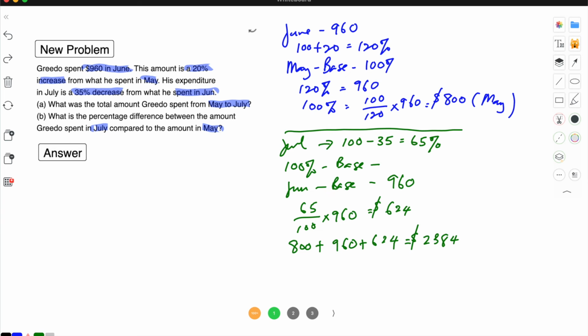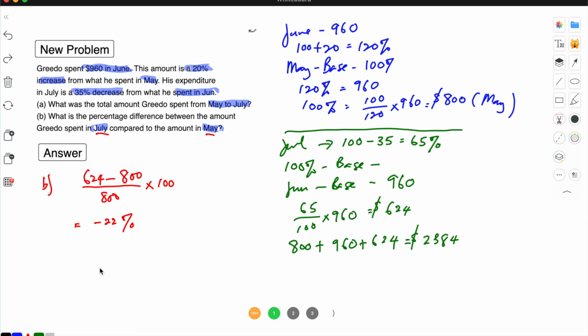So now let's answer part B. What is the percentage difference between the amount spent in July compared to May? So this I think is quite simple. July, as we have calculated just now, is 624, and then May is 800. So we have to find this difference, and since we want the percentage, we have to divide that by 800 and then multiply by 100 to get the percentage. If you were to use your calculator, I believe you're going to get minus 22%.